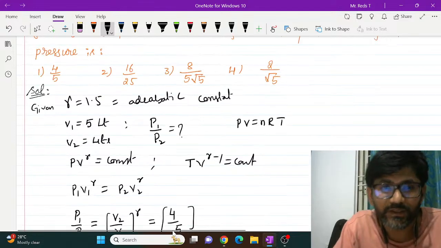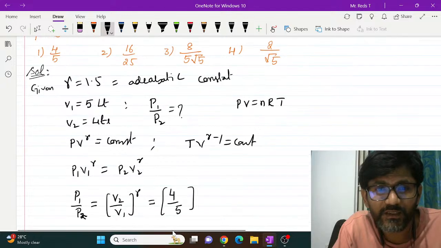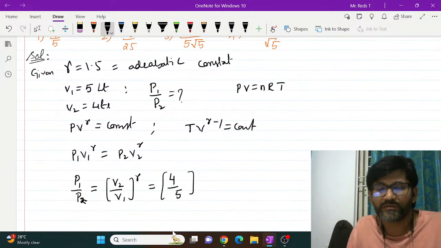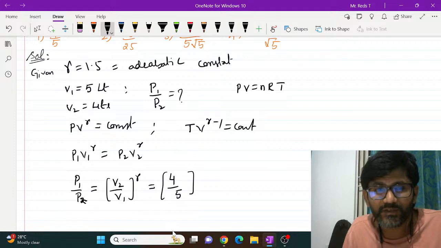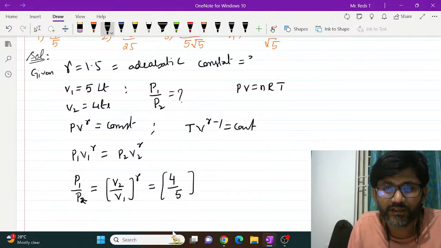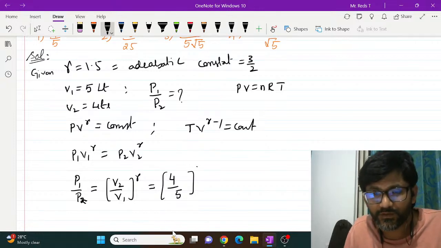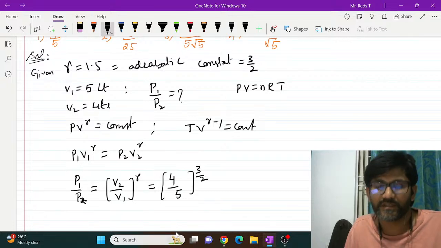What is gamma? 1.5. So what kind of options are given? Based on these options you have to simplify. You can write it as 1.5, gamma is 1.5, right? So you can also write this as 3 by 2, as I told. Based on the requirement you have to simplify this further.